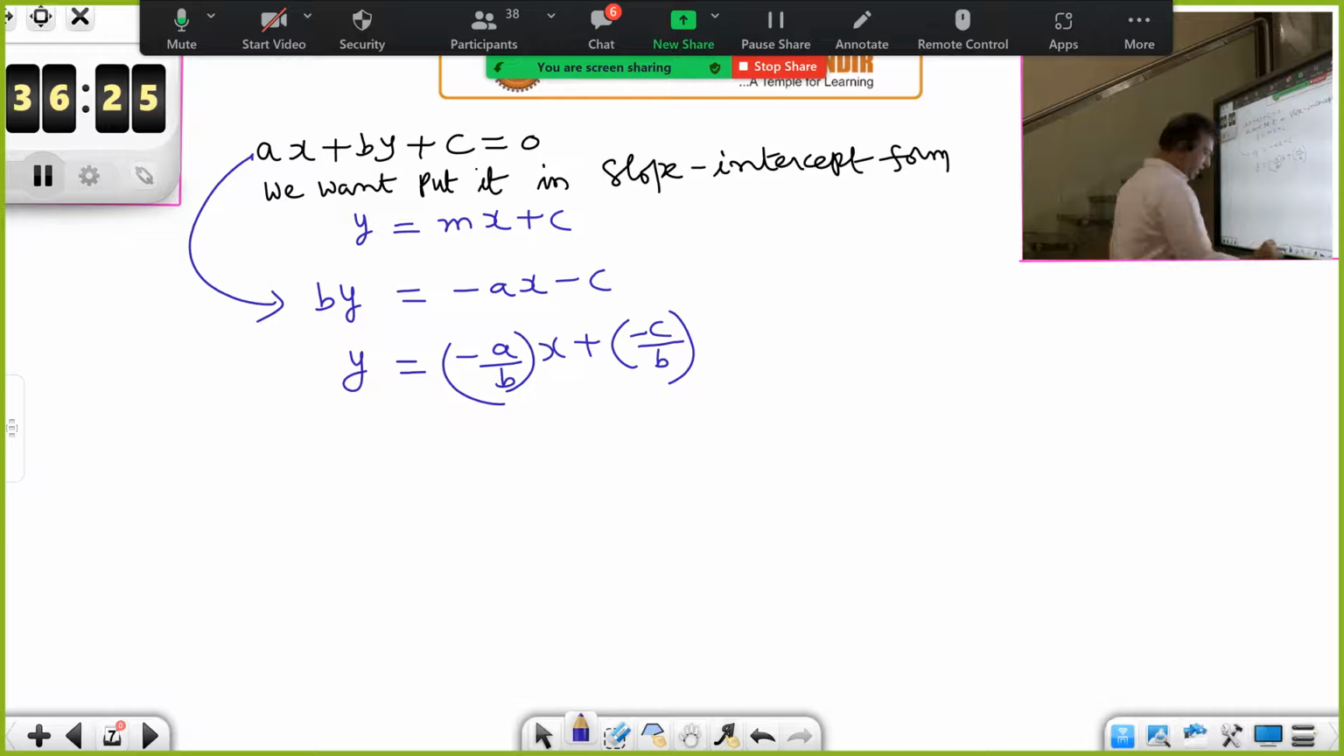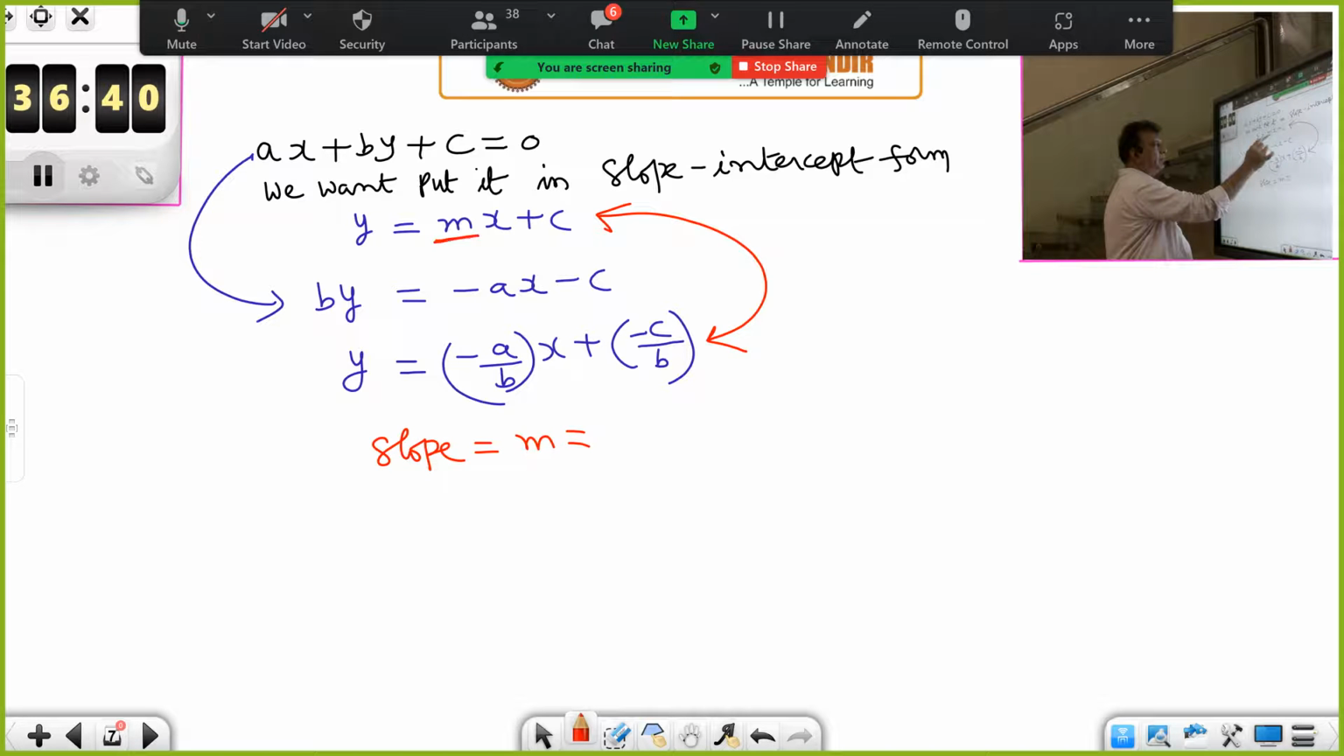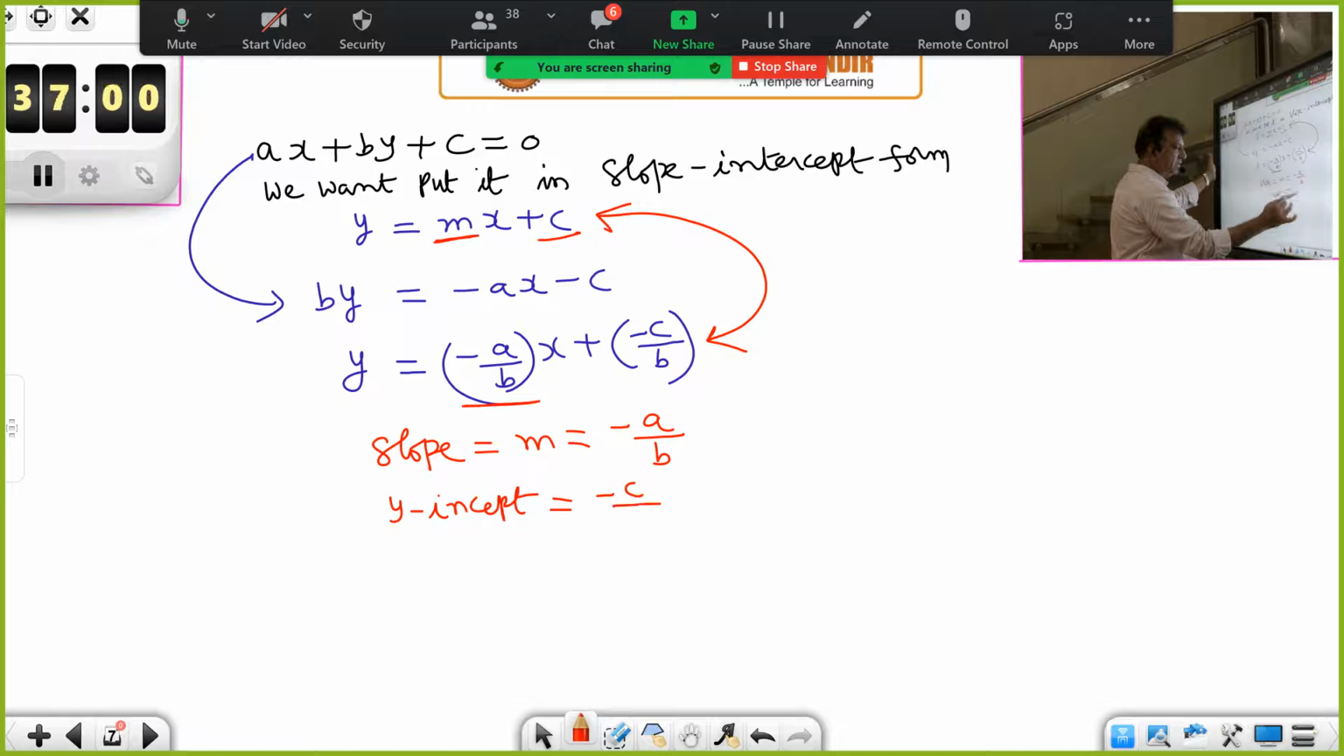Now you can compare these two. The line is in the slope intercept form. Therefore, what is the slope? Slope m is equal to what here? Tell me. Sir, slope m is equal to minus a by b. Minus a by b. And of course, y-intercept c is equal to, minus c by b, sir. So y-intercept is c here, that is minus c by b here.